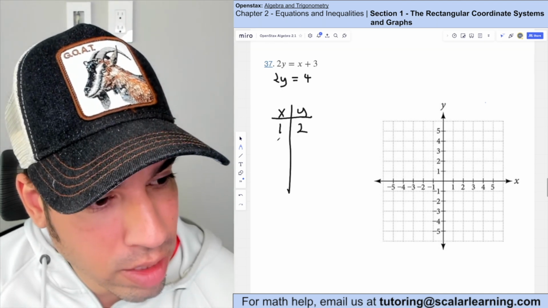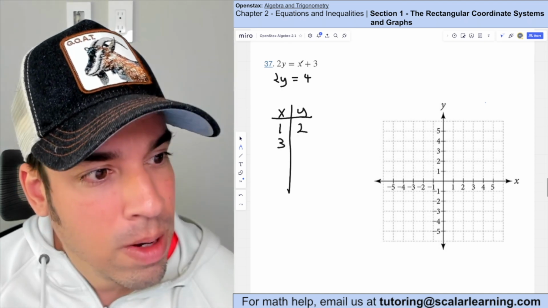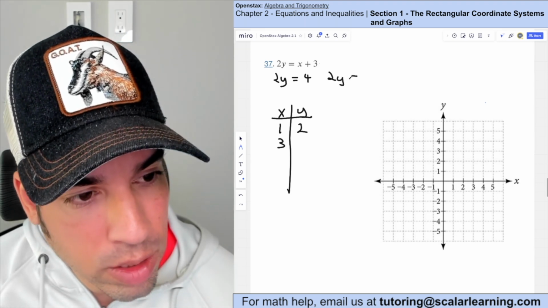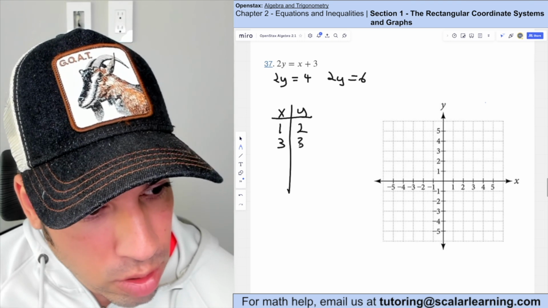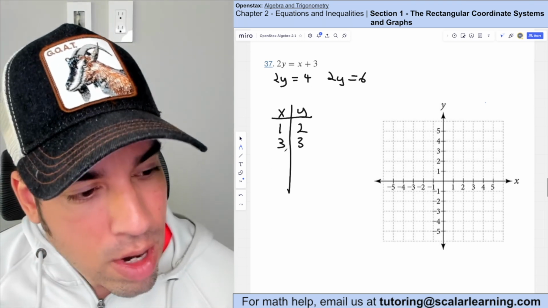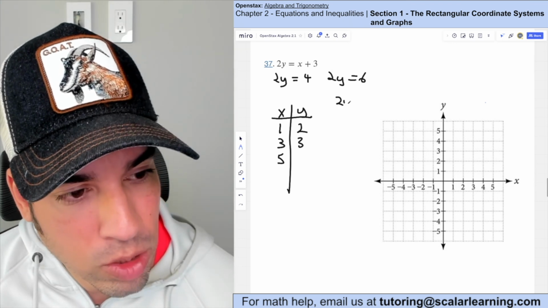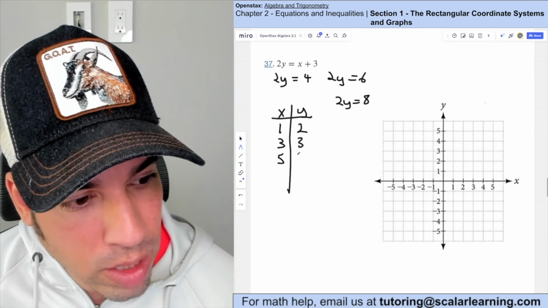Next, I'm going to plug in 3 for X. 3 plus 3 is 6. 2Y equaling 6 would mean that Y equals 3. See, we're just solving for the Y value. And then I'm going to plug in 5 for X. 5 plus 3 is 8. That would mean 2Y equals 8, so Y would equal 4.